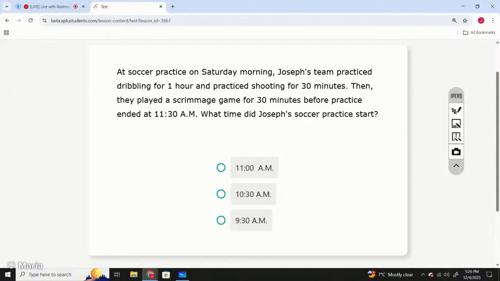At soccer practice on Saturday morning, Joseph's team practiced dribbling for 1 hour and practiced shooting for 30 minutes. Then they played a scrimmage game for 30 minutes before practice ended at 11:30 a.m. What time did Joseph's soccer practice start?